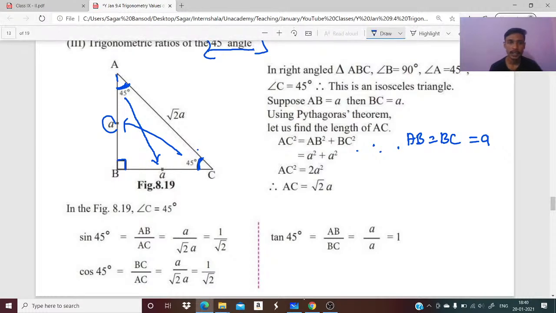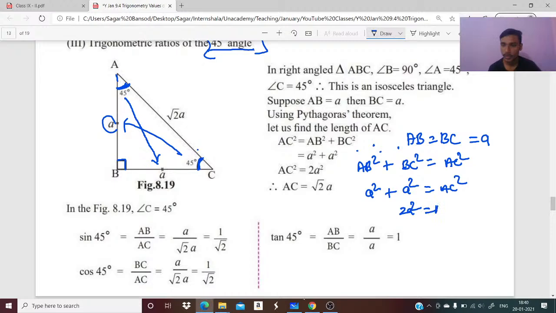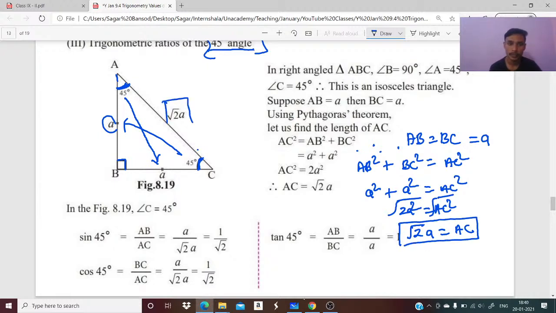Since this is a right angle triangle, using the Pythagoras theorem, AB square plus BC square will be equal to AC square. AB is A, therefore A square, BC is also A, therefore A square, is equal to AC square. Then A square plus A square is 2A square, equal to AC square. Now if I take a root on both the sides, my LHS will become root 2 times A and my RHS will become AC. So I have now the length of AC as root 2 times A.